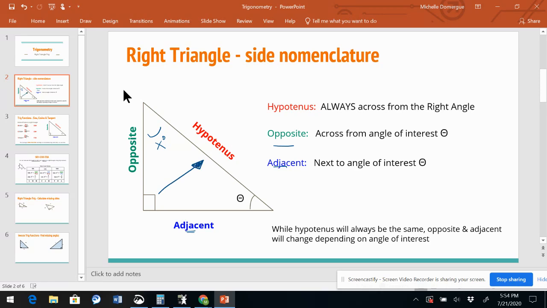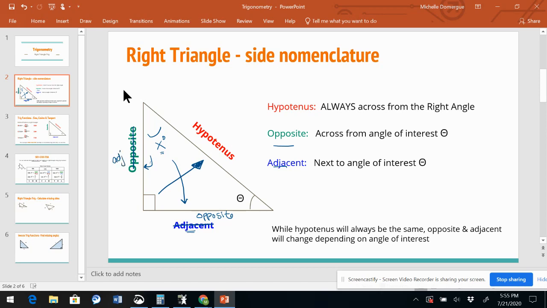But now the side that's across from our angle of interest, since we're interested in X now and no longer theta, that's going to be that side down here in our triangle. So now this will be referred to as our opposite side. And the side adjacent to our angle of interest, that's going to be our adjacent side.